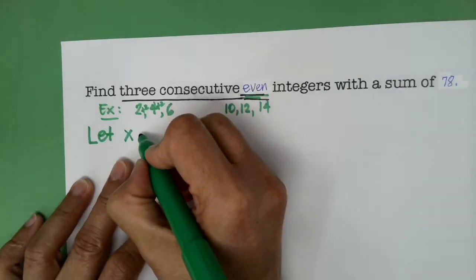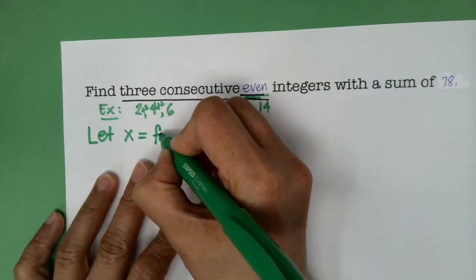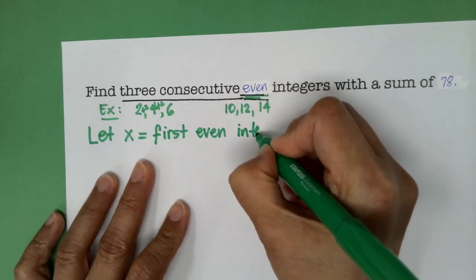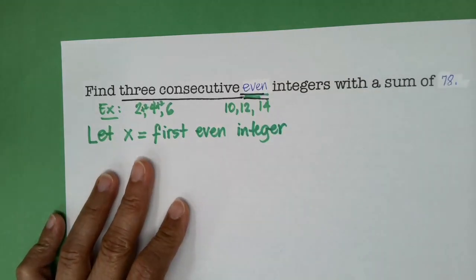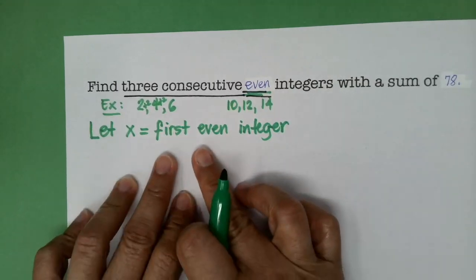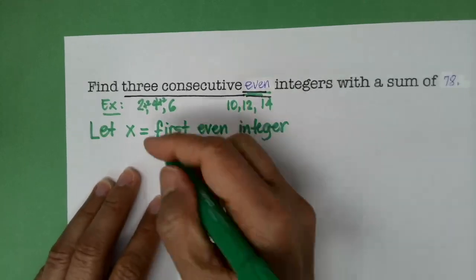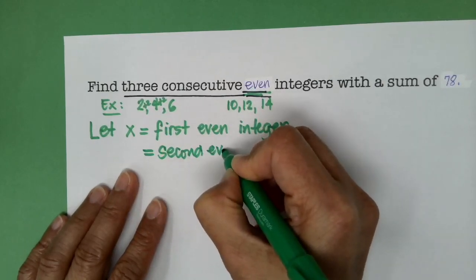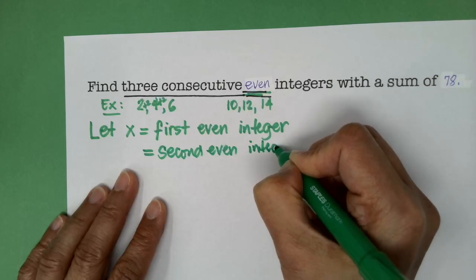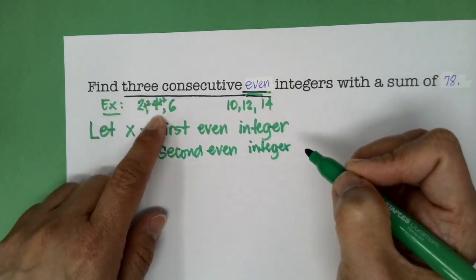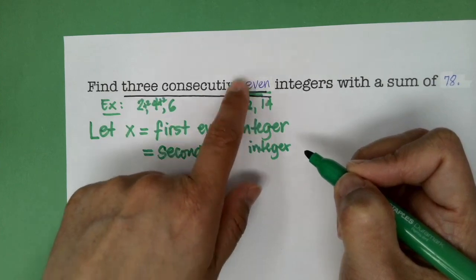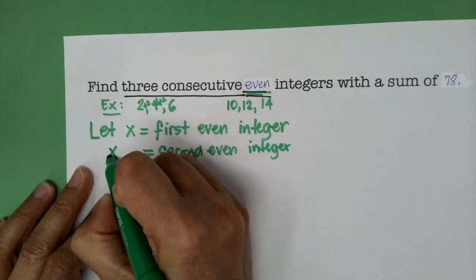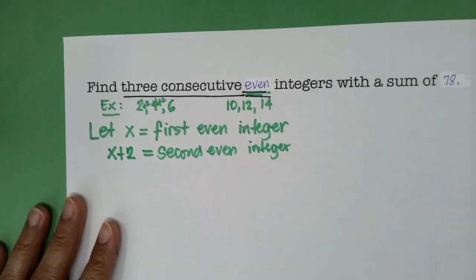integers. Alright, so again, we let x be our first even integer. And then, if x is our first even integer, how are we going to represent our second even integer? Take note, from 2 to 4 we have to add 2. From 10 to 12 we have to add 2. So therefore, if x is our first even integer, then our second even integer will be x plus 2.